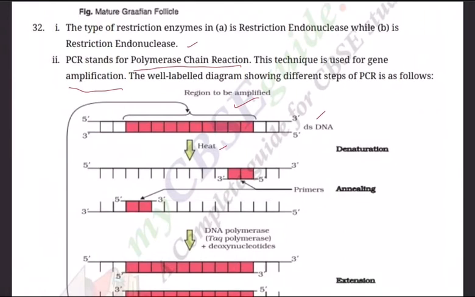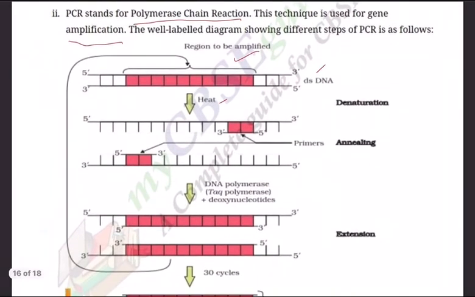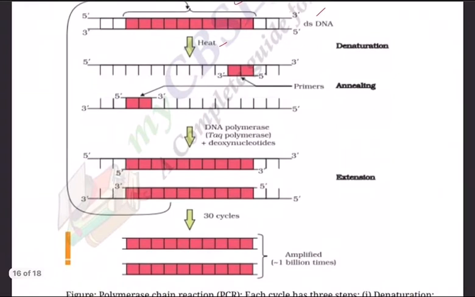So first one is denaturation. How is that done? Heating. And then after that annealing. So you have taken a primer and you are extending that primer on both the sides. And then third step is extension. Once the annealing is done, you are extending the primers.